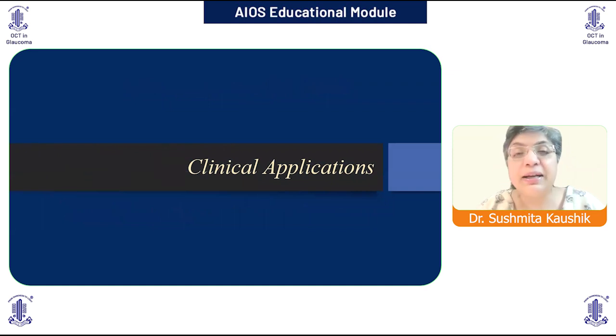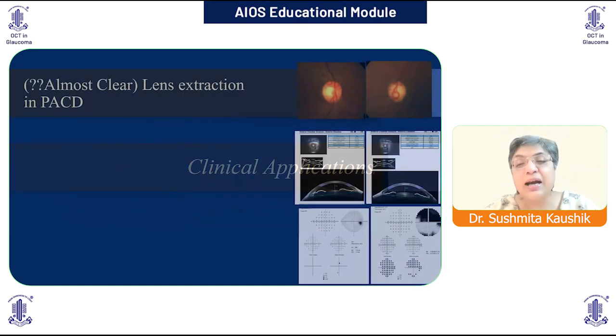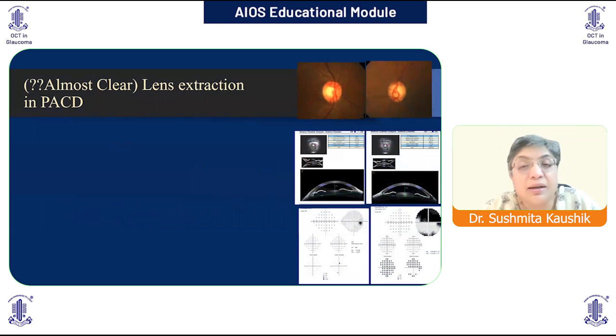So we'll go through some clinical applications with this background and see how we've used it in some patients in our clinic. Now, can you as a glaucoma person do an almost clear lens extraction in primary angle closure disease? In this patient with primary angle closure, you can see that the left eye has much more advanced glaucoma. You can see the fields on the 10-2 are nearly wiped out in the superior quadrant, and there's hardly any inferior rim. So now when we did an AS-OCT, you can see the lens vault is pretty high.